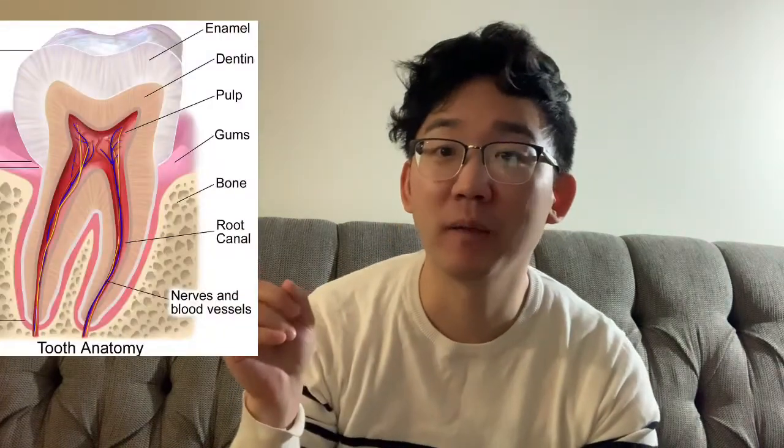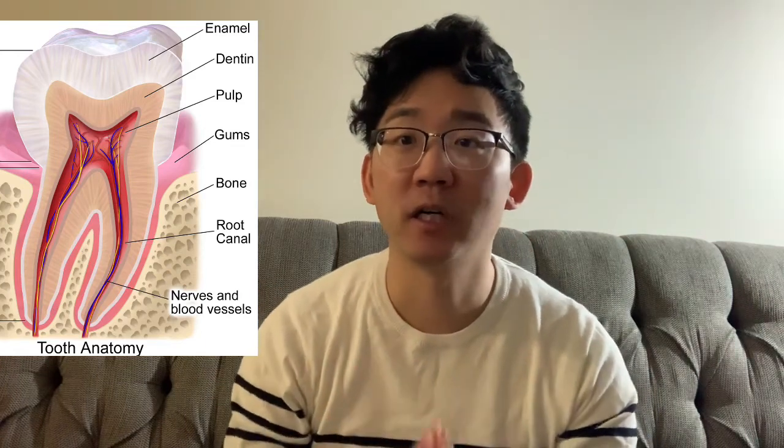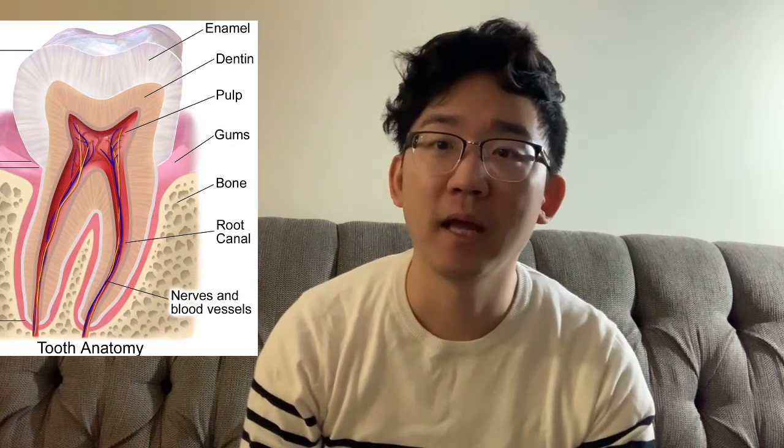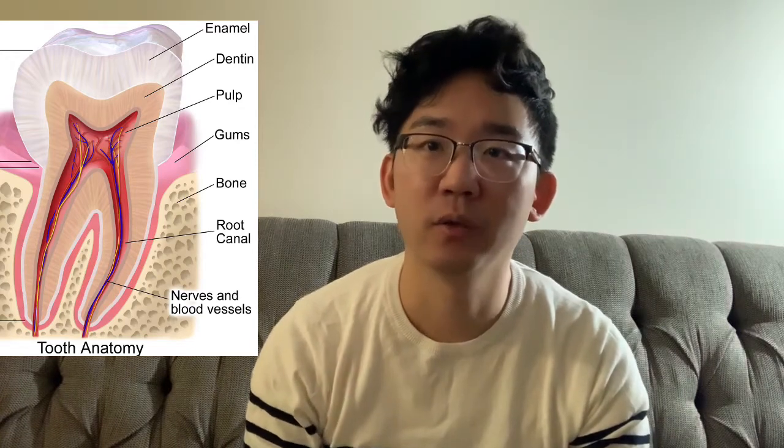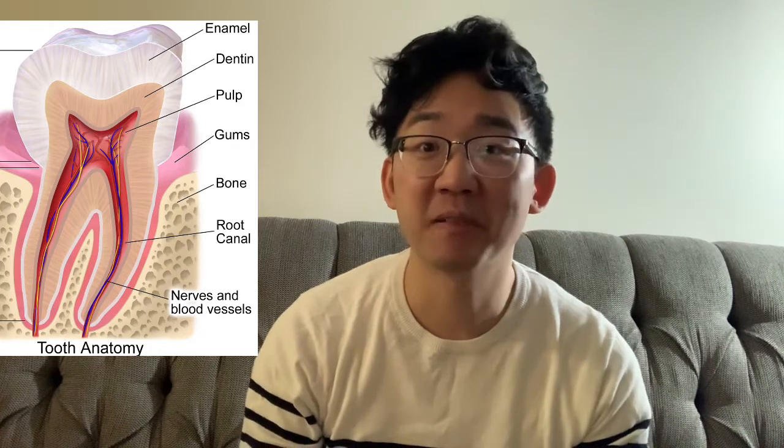So, I got this picture from Wikipedia. I want to credit my source. So in the outer layer, it's called enamel, okay? And that's almost like a crystal layer. So what happens in a cavity is basically, I want to put it in simple terms.